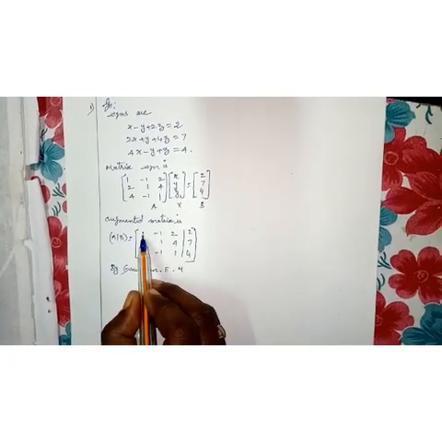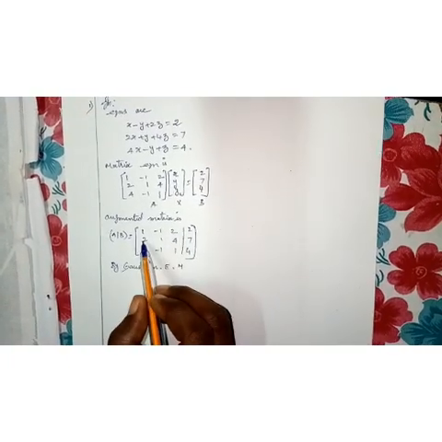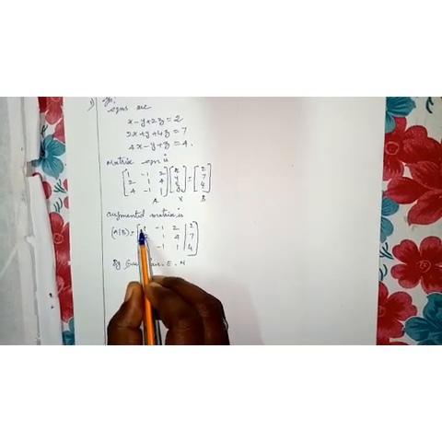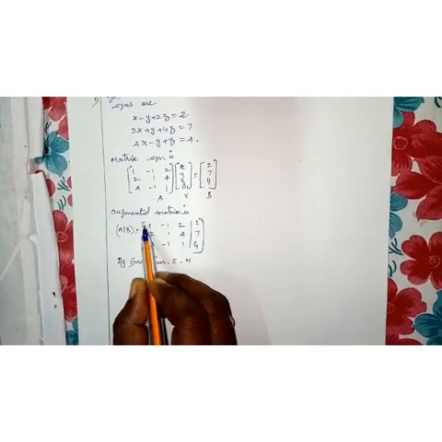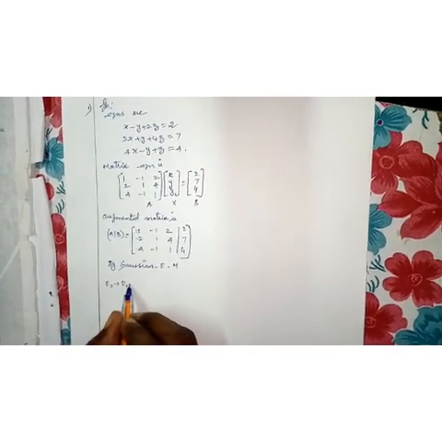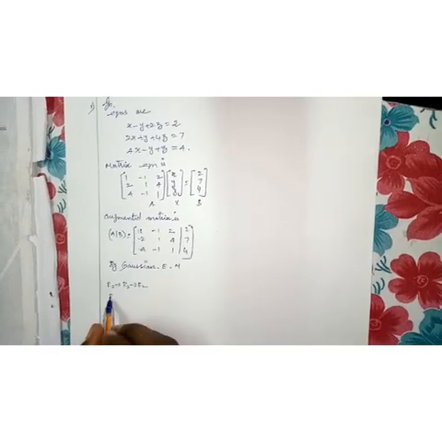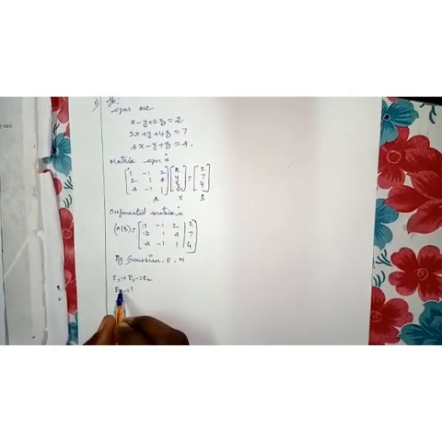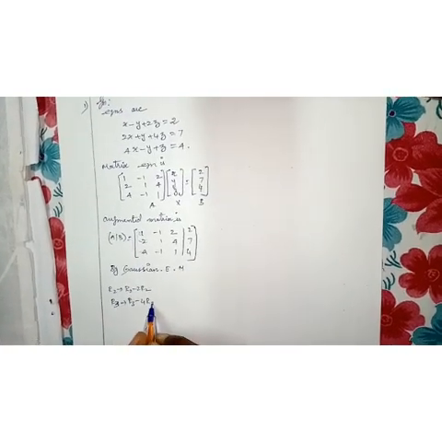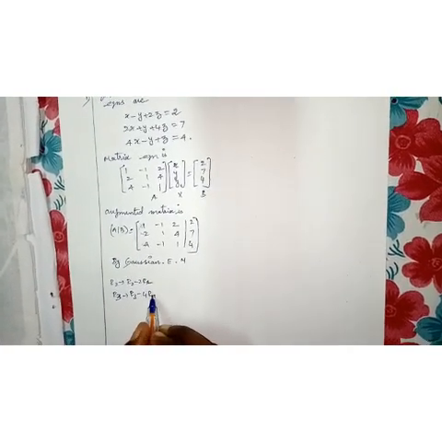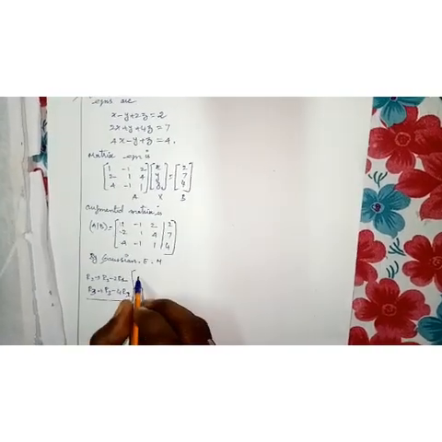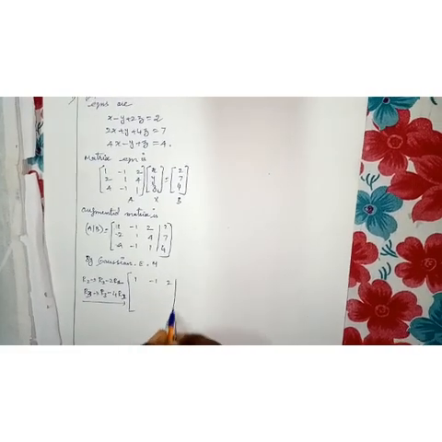Now this is the smallest number already. Then we have to convert these two elements to 0. So shall I multiply by 2 in this row? Shall I multiply by 4 in this row? Okay, R2 gives R2 minus 2 times R1, R3 gives R3 minus 4 times R1. Here there is no need to change anything in the first row.